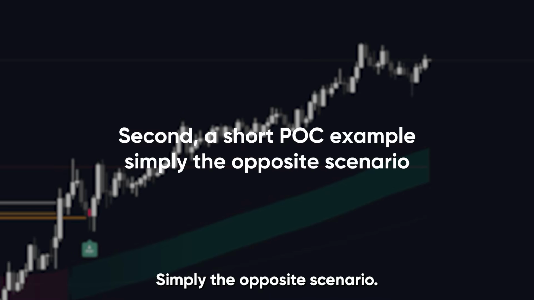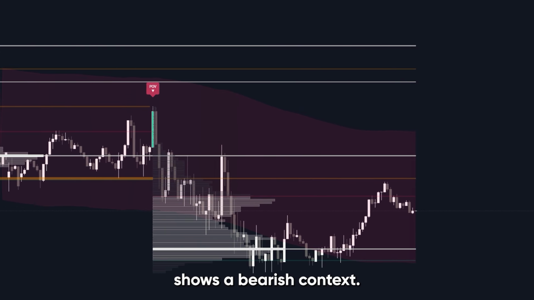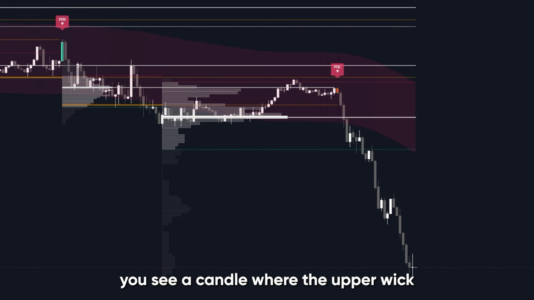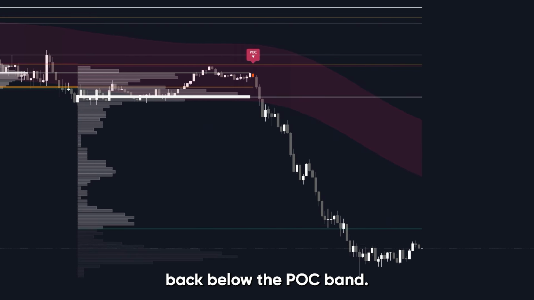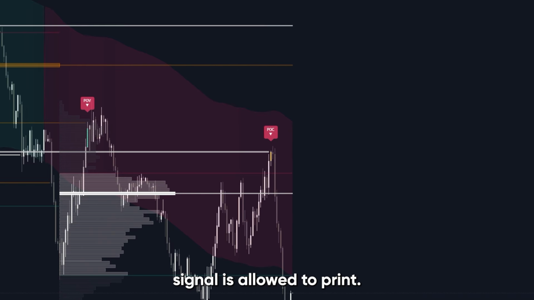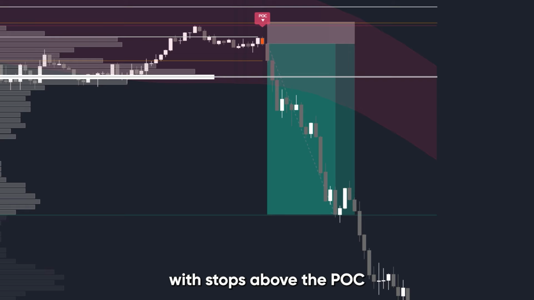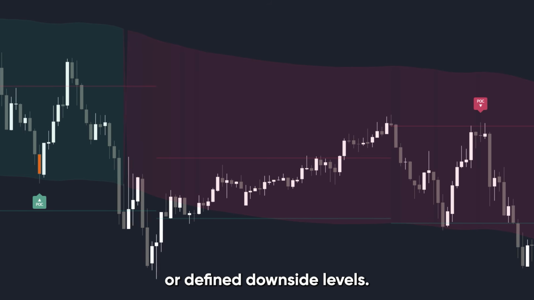Second, a short POC example. Simply the opposite scenario. Now the swing profile is pointing down, and the EMA trend filter shows a bearish context. Price trades up into the swing POC from below. You see a candle where the upper wick touches the POC, rejects it, and closes back below the POC band. Because the EMA context is bearish, the short side POC signal is allowed to print. Here you can look for short entries around that rejection, with stops above the POC or local structure, and targets toward prior lows or defined downside levels.